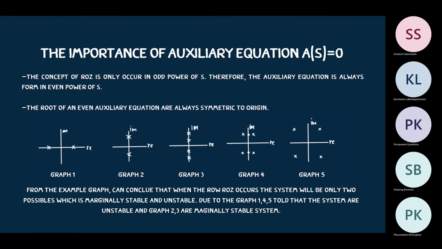The zero row only occurs in odd powers of S. Therefore, the auxiliary equation is always formed in even powers of S. The roots of an even auxiliary equation are always symmetric about the origin, as you can see in the 5 graphs. From the example graphs, you can conclude that when the zero row occurs, the system has only 2 possibilities, which are marginally stable and unstable. Graphs 1, 4, and 5 are unstable systems, and graphs 2 and 3 are marginally stable systems.